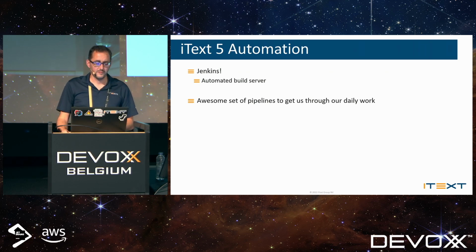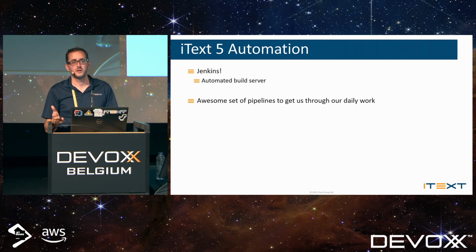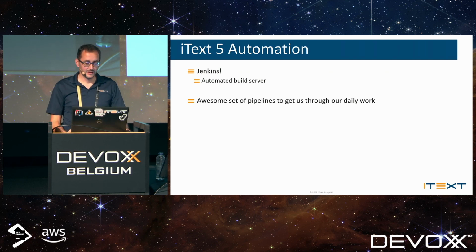So on iText 5, we had Jenkins. It's an automated build server, but it's scriptable. If you don't know it, look it up. It's an awesome tool. And our QA team, our colleagues, Marco and his team, they have an awesome set of pipelines to get us through our daily work, to get everything tested, everything built, everything merged. It's seemingly perfect, at least from my point of view. I'm sure Marco will be able to tell you a different story.